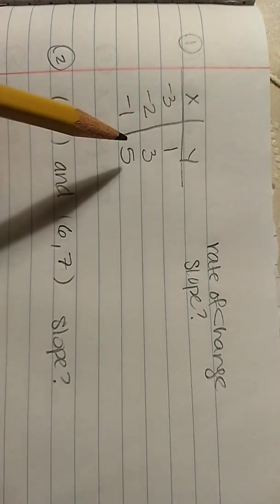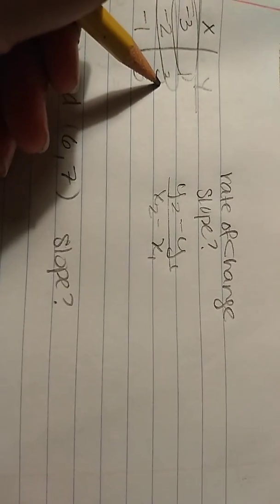Here we are finding the slope or rate of change. Remember, they are the exact same thing. So, slope or rate of change of a table. Formally, you would say y sub 2 minus y sub 1 over x sub 2 minus x sub 1. And you can take any two rows that you want from the table.